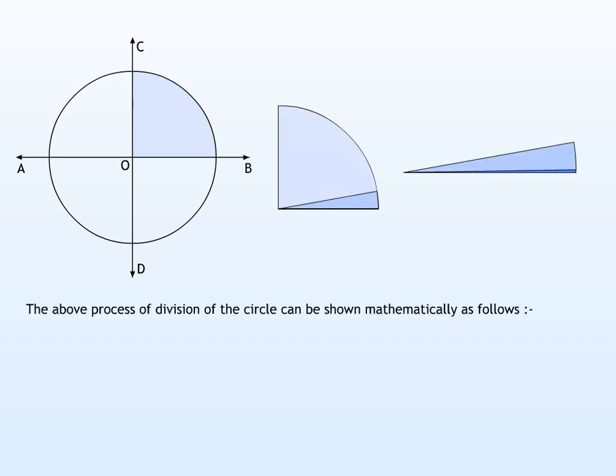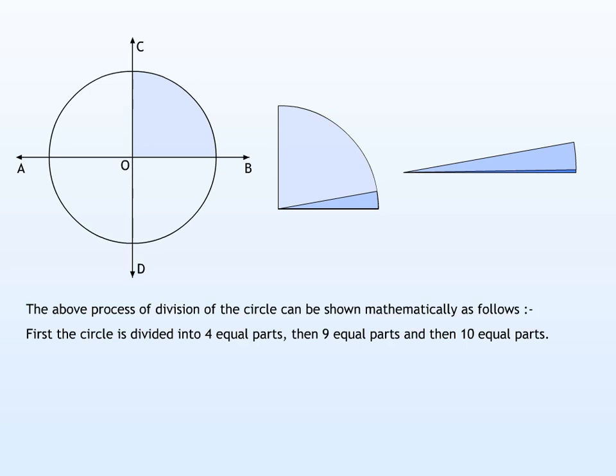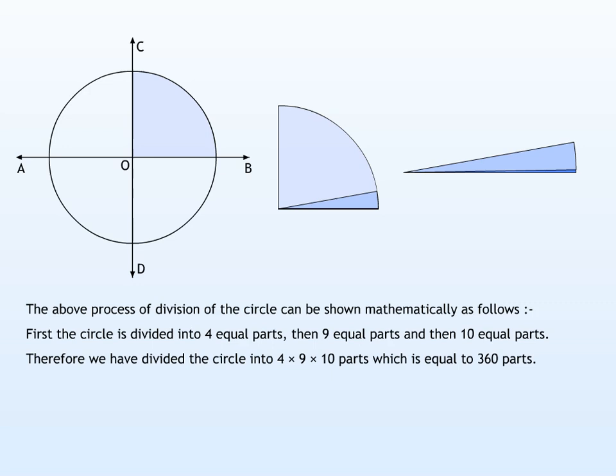The above process of division of the circle can be shown mathematically as follows. First, the circle is divided into 4 equal parts, then 9 equal parts, and then 10 equal parts. Therefore, we have divided the circle into 4 into 9 into 10, which is equal to 360 parts. Thus, 1 degree can be defined as 1 by 360th part of a circle.